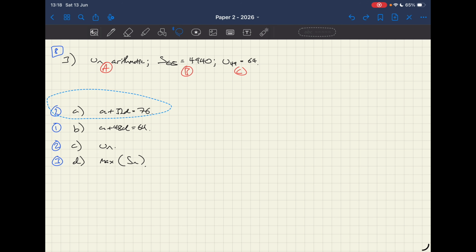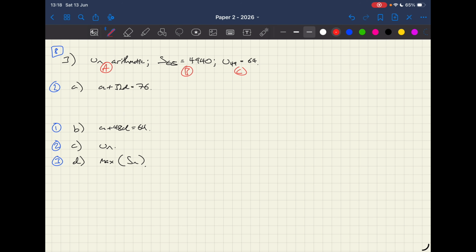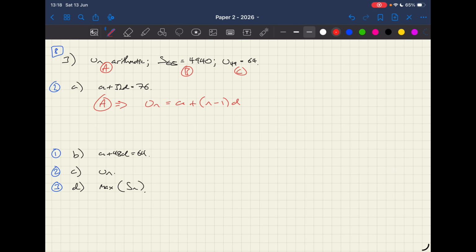So doing them, what is fact A going to tell us? Well, because it's arithmetic, we're going to get a few facts. Firstly, that we can write the nth term of it as a plus n minus 1 lots of d. And we're also going to get that we can write the summation of it as n over 2 lots of 2a plus n minus 1 lots of d. And now then, what can we do with those? Well, let's label those fact 1 and fact 2.